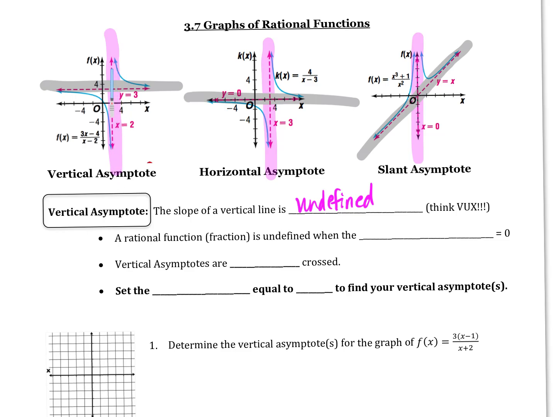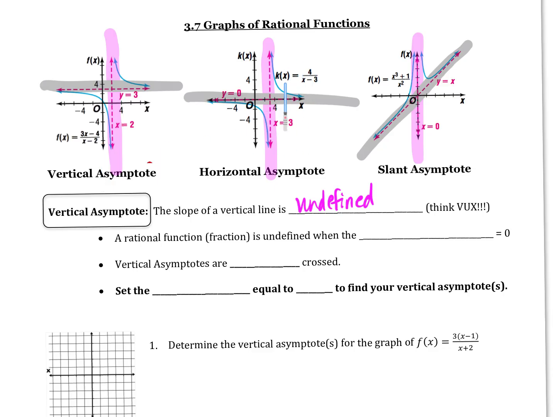Where is this vertical asymptote when x is what? 2. Where do you think they got 2 from over here? The bottom, I heard. I like that. Do you agree if I put a 2 right there, 2 minus 2 is 0? Okay. What about over here?